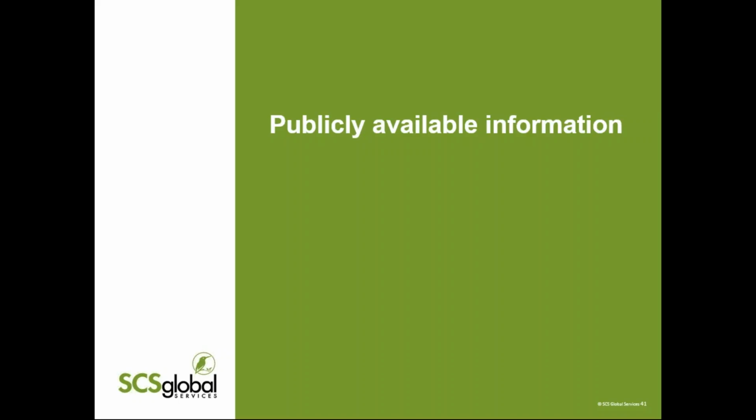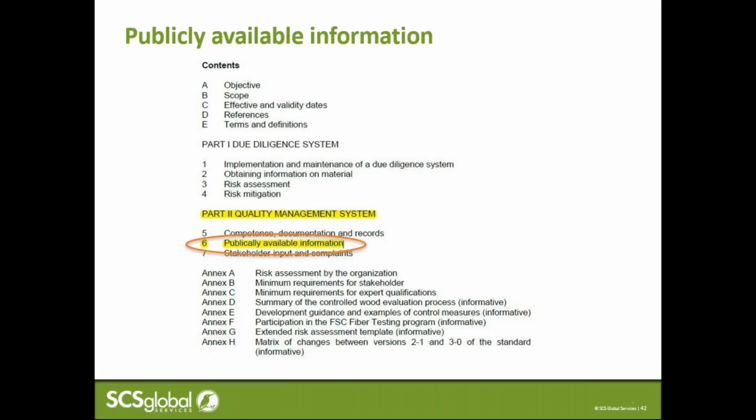Now let's have a quick discussion about the requirements for publicly available information, which have been significantly augmented with version 3 of the standard. The requirements for publicly available information correspond to Section 6 of the new standard.